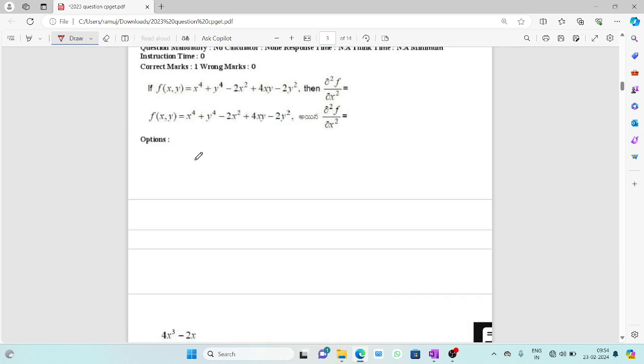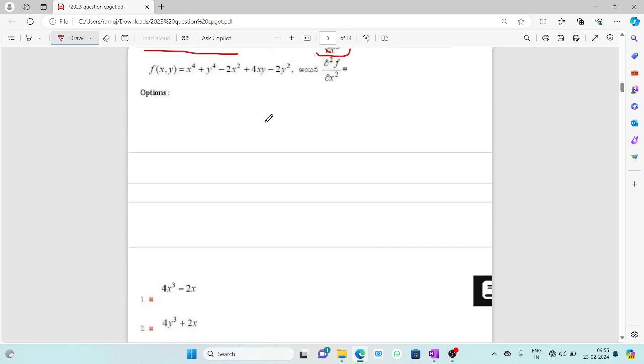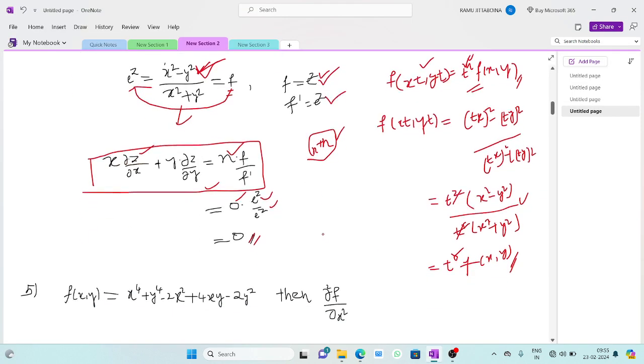So the fifth one is, if f of x comma y is equal to x to the power of 4 plus y to the power of 4 minus 2x square plus 4xy minus 2y square, then he is asking the second order partial derivative of the function. So this is very simple. You just differentiate partially twice. So I will tell you.